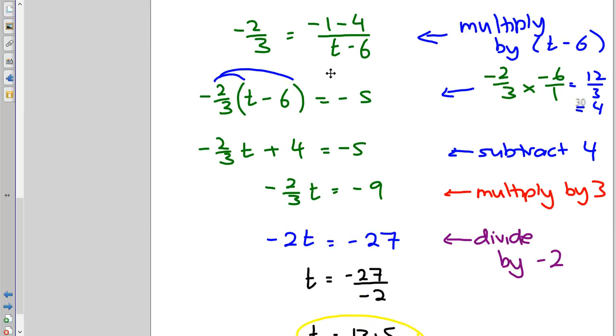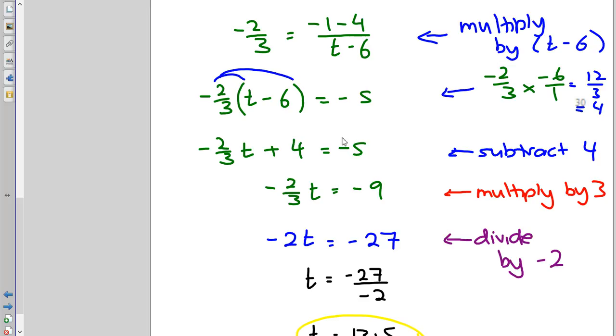Undo this so you can see it all. So multiply both sides by t minus 6. And then we've got negative 2/3 times t, and negative 2/3 multiplied by negative 6, which on the side I've shown you, you multiply the top, you get 12. Multiply the denominators, you get 3. 12 over 3 is 4. So that times that gave us 4 equals negative 5.